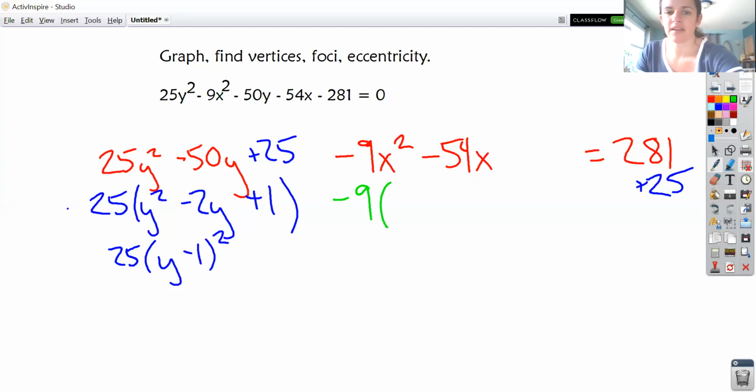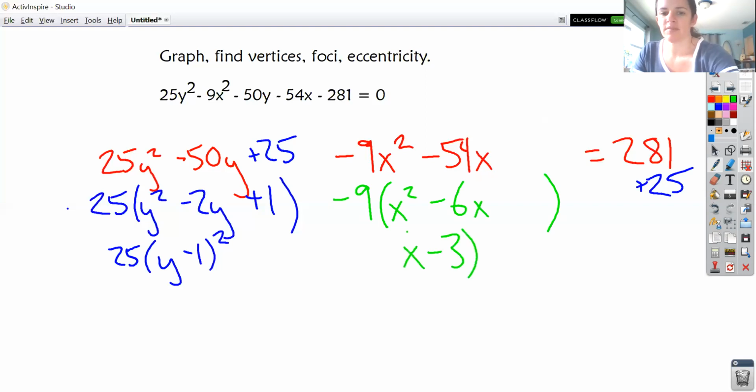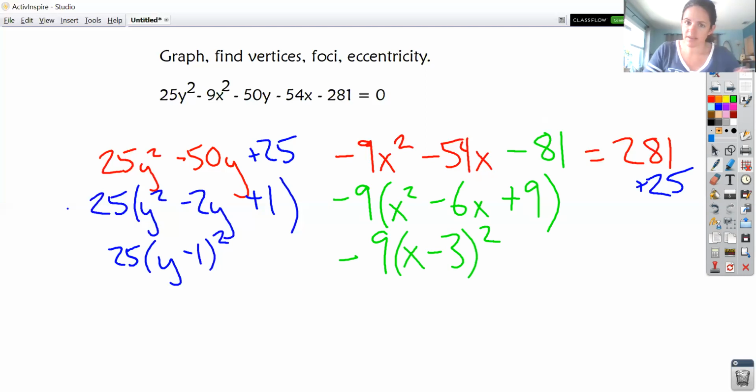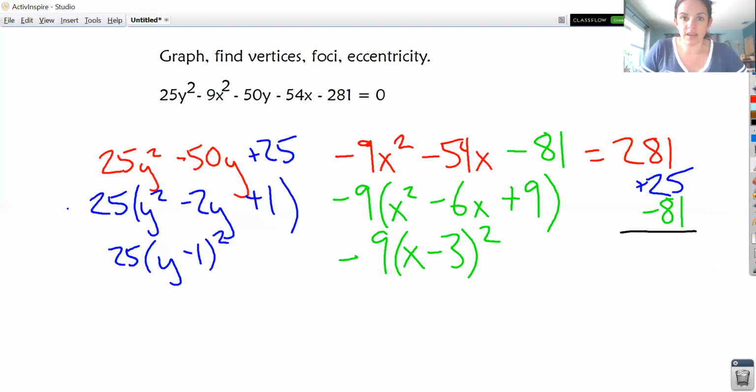I'm going to factor out the negative 9 and get x squared minus 6x and then leave that blank. Half of 6 is 3, so this becomes x minus 3 quantity squared, and 3 squared is 9. But by putting that positive 9 there, what I've actually done is subtracted 81 because of the negative 9 that was on the outside. And so if I subtract 81 on the left, I need to subtract 81 on the right.